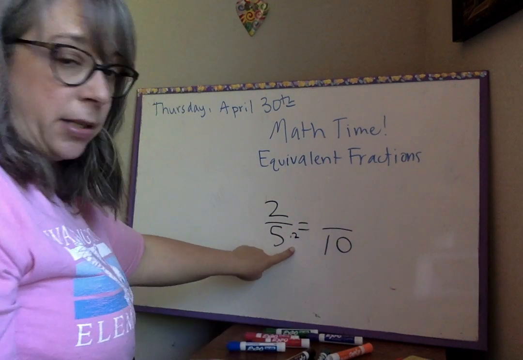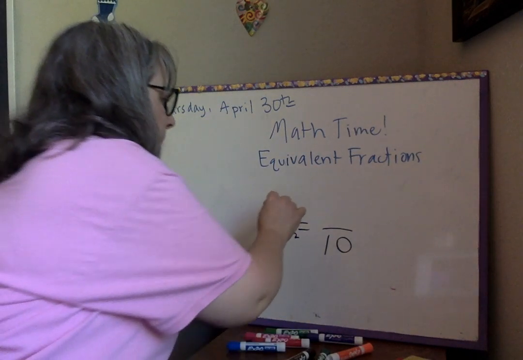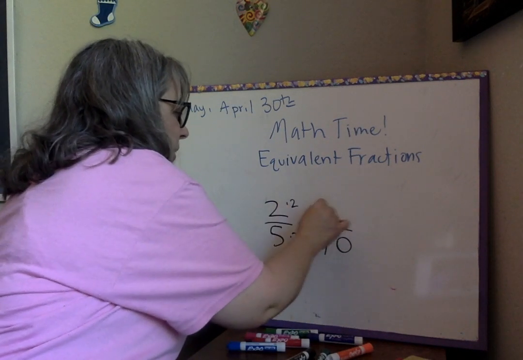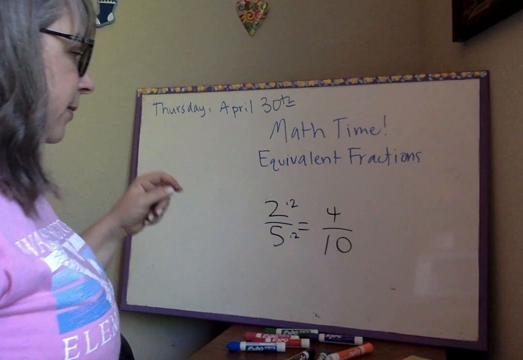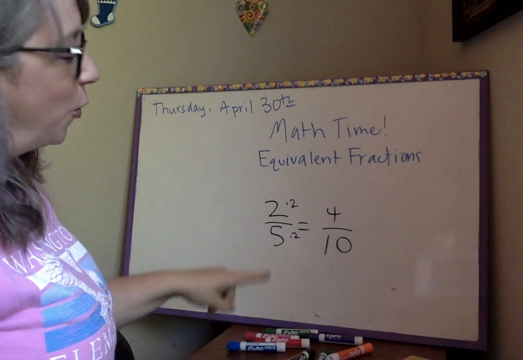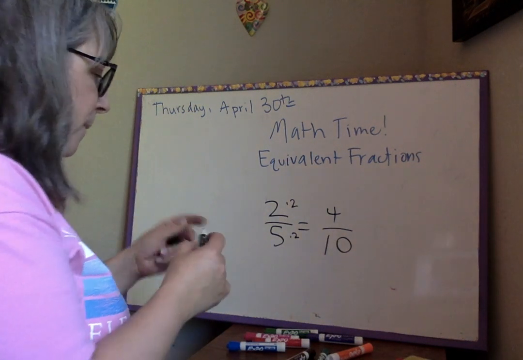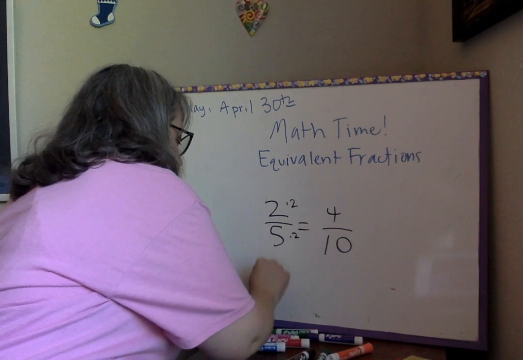And so what we do in the denominator, we have to do in the numerator. So we're going to say times 2. So 2 times 2 is 4. And so we get 4/10. Okay? So how can we draw this out?